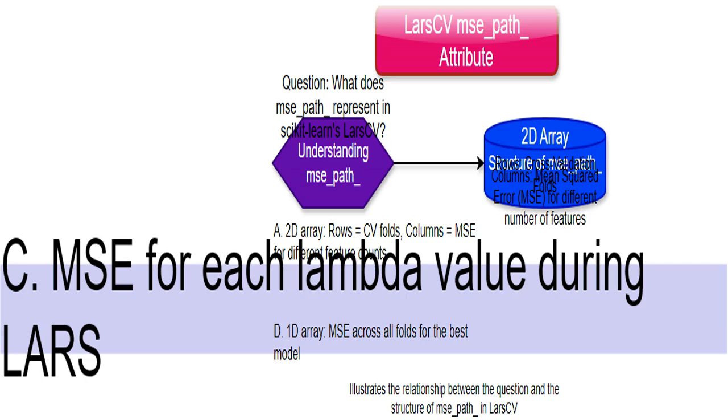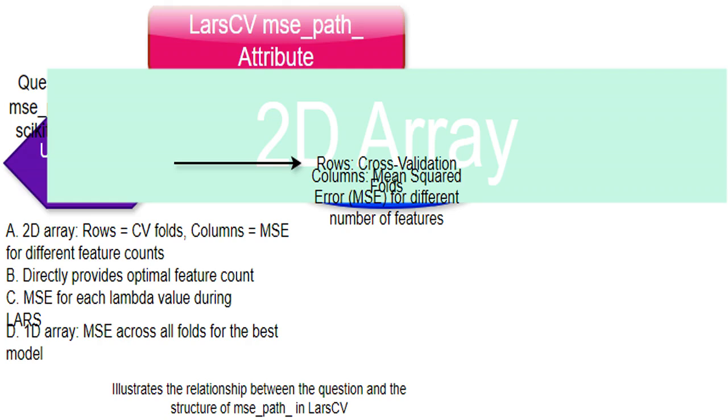The MSE_path_ attribute is a 2D array. I picture it like a spreadsheet. Each row represents a fold in your cross-validation, meaning it shows the results of training your model on a different portion of your data. Each column represents a different model version, using a different number of features, so you can compare them easily. Each column in your MSE_path_ spreadsheet holds the mean squared errors, MSE. The MSE value represents how well the model version using a particular number of features predicted the outcome in that cross-validation fold. Lower MSE is better. It tells you how accurate that particular model was.